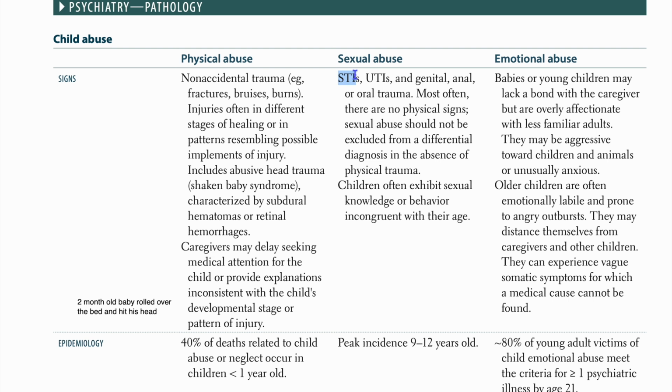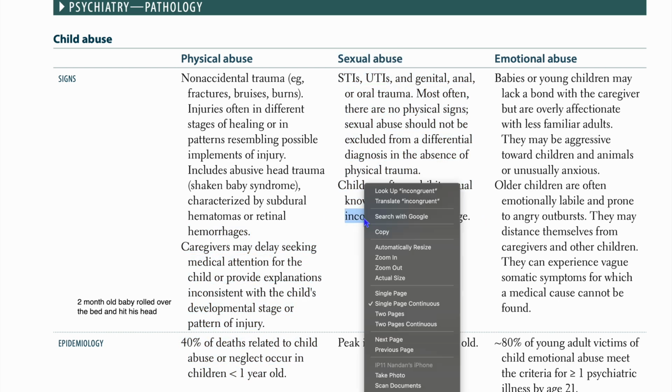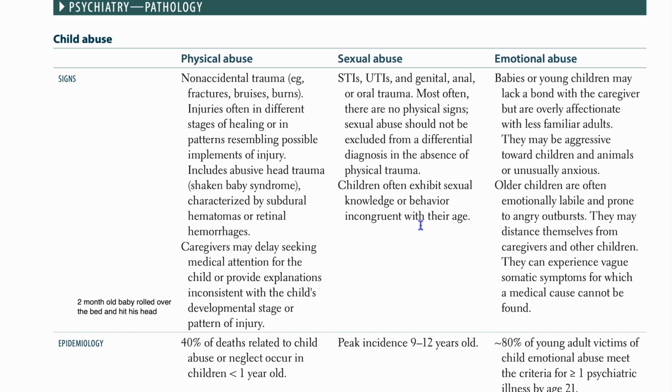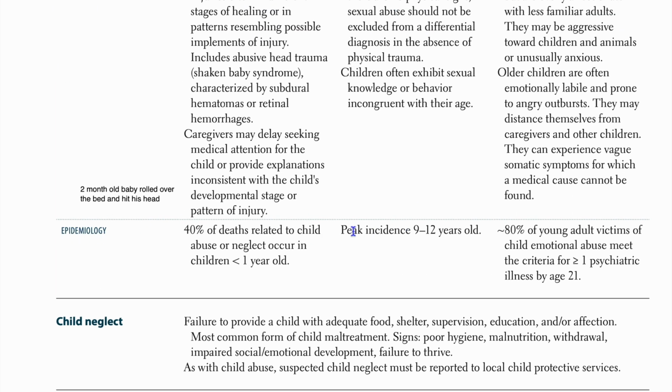The signs are STIs, UTIs, or genital, anal, or oral trauma. Most often, there are no physical signs. Sexual abuse should not be excluded from a differential diagnosis in the absence of physical trauma. Then you can ask questions, and you'll see that children often exhibit sexual knowledge or behavior incongruent with their age. So it's not something they should know for their age. Incompatible or incongruous. Epidemiology: peak incidence is 9 to 12 years old.